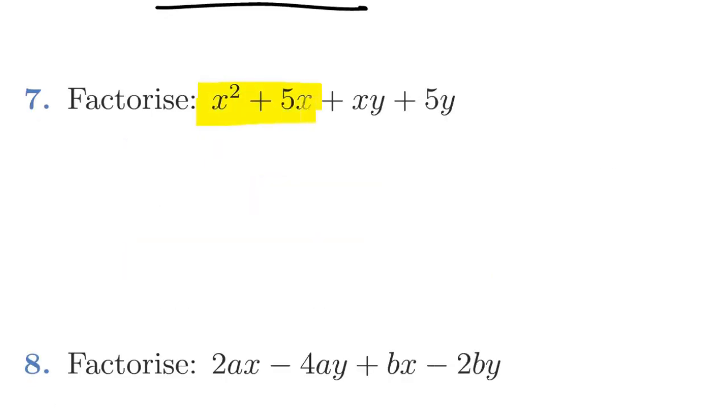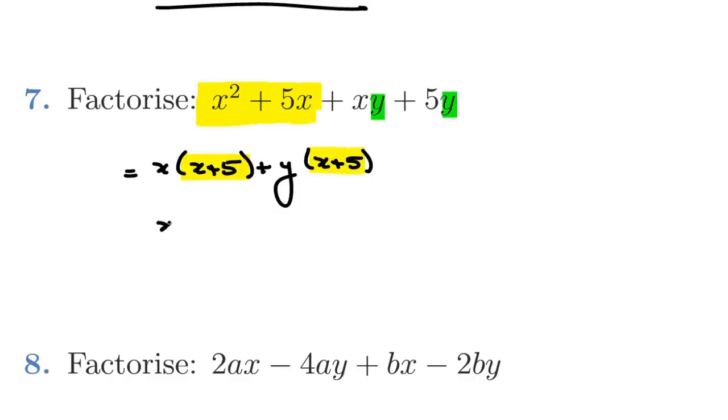Number 7. If we factor out x here, we're left with x plus 5. If we factor out y here, we're left with x plus 5. Yes, that's how it's done. In the yellow ones, we factored out x and we're left with x plus 5. In the green ones, we factored out y and again we're left with x plus 5. After that, we factored out x plus 5. And as you can see in the green ones, x plus y remained. That's our answer. All right?